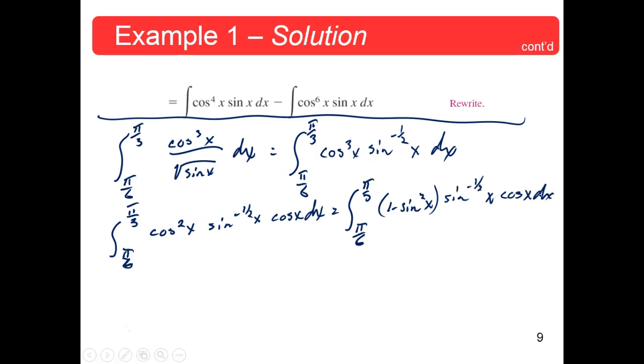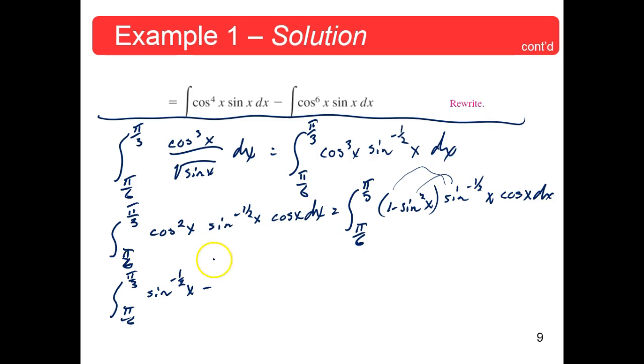Times cosine x dx. Okay? Now what? I'm carrying this out, drawing out in gory detail here. Not yet. Let's multiply first. Well, like I said, I'm carrying out in gory detail. So 1 times sine to the minus 1/2 x is sine to the minus 1/2 x minus, and what's sine squared times sine to the minus 1/2 x?